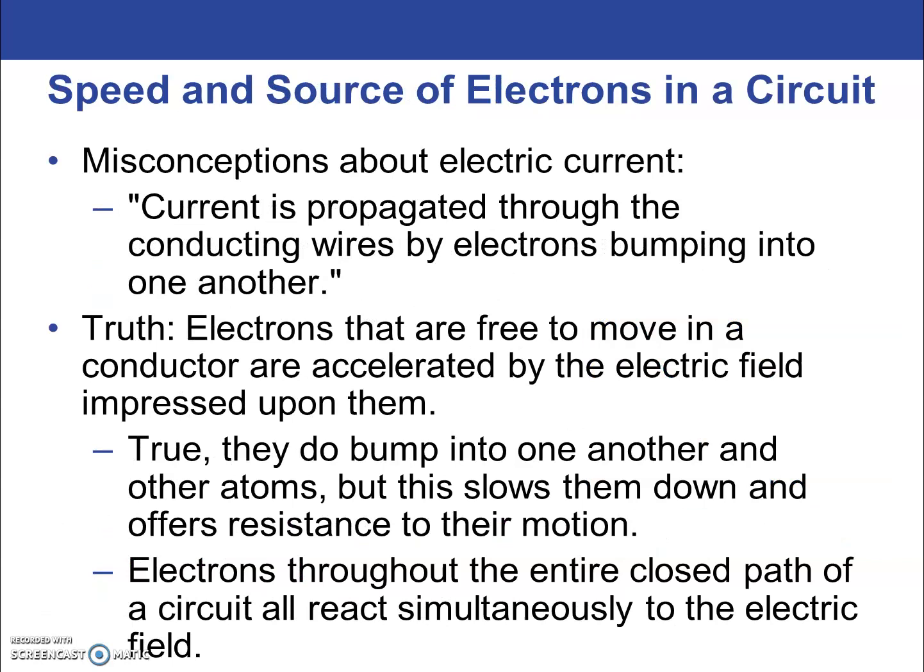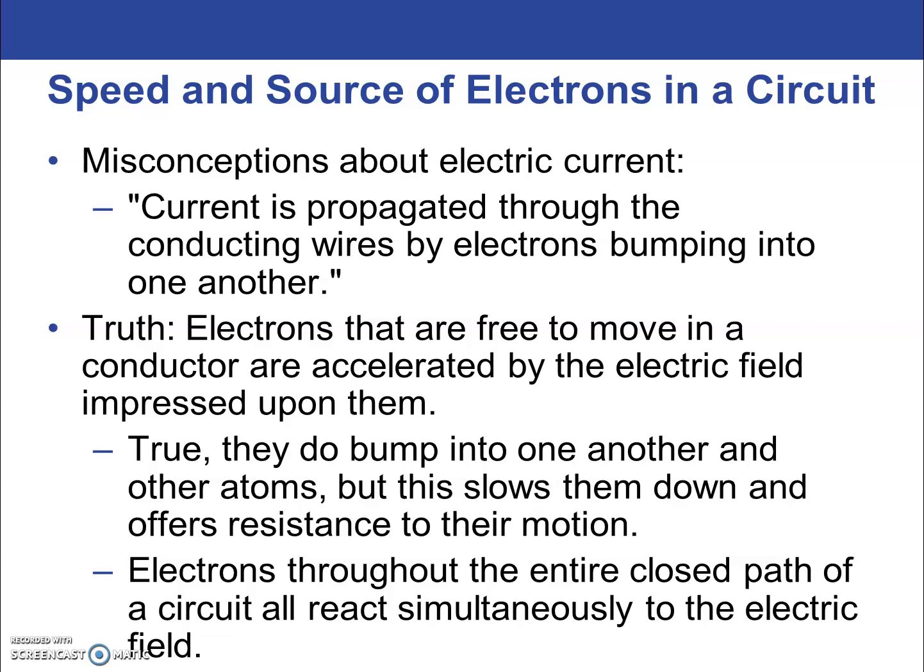So let's look at some misconceptions. One is that, quote, current is propagated through the conducting wires by electrons bumping into one another. That is not true, right? I used an analogy of a train before, but in this sense, it's not true, right? One electron doesn't push the electron in front of it, and the electron in front of it. The electrons are moving because of the electric field.